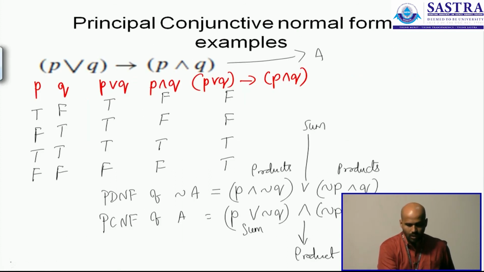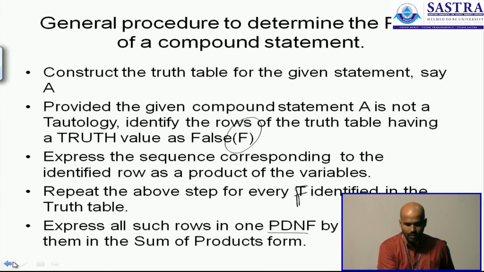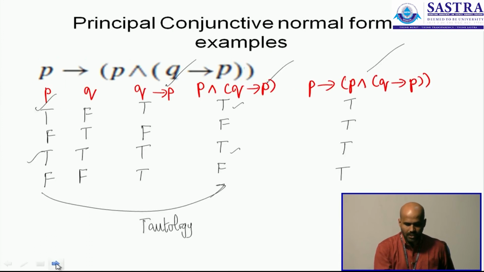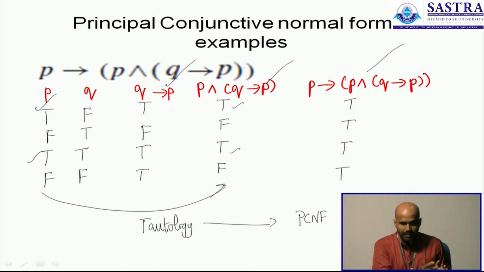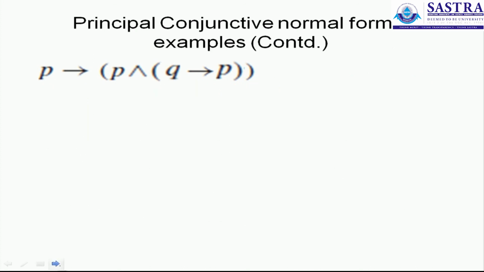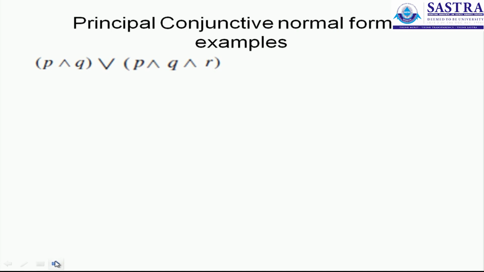Now if you can recall, when I described the procedure, I told you that provided the given compound statement is not a tautology, this procedure works. But if it is a tautology, as in this case, it doesn't have a PDNF, and a PCNF does not exist, because none of the rows give you a false value, so you cannot find the corresponding duals. The PCNF doesn't exist.